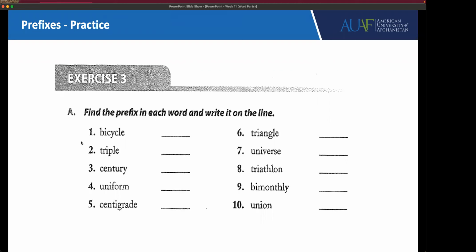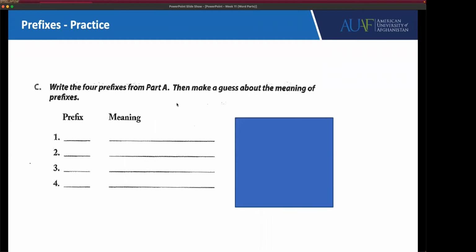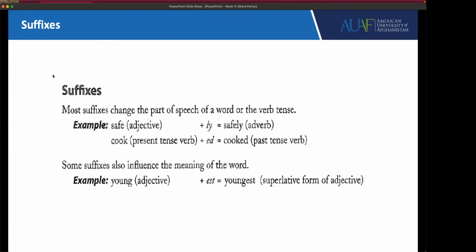Okay, good. Nilofer, you want to do 6 through 10? Yes, Professor. For number 6, tri is the prefix. For number 7 is uni. Yeah, only uni. Okay. For number 8, it is again tri. For number 9, it's bi, and for number 10, it's again uni. Yeah, very good. That was in case we were doing breakout rooms. Okay, now we're going to look at suffixes.